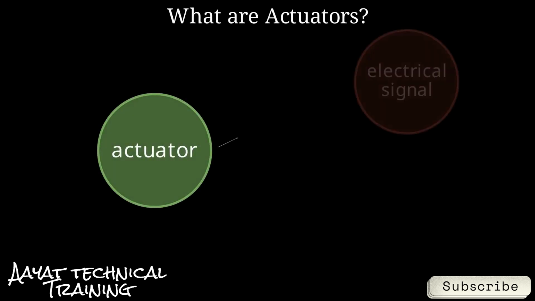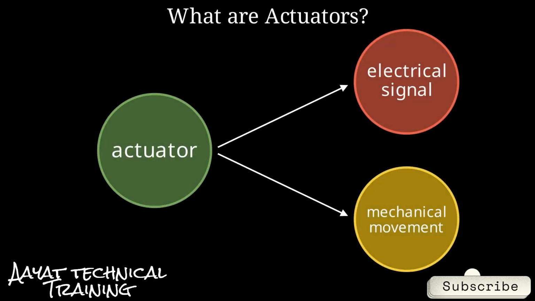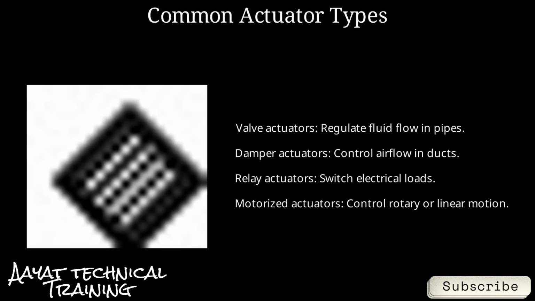An actuator is a device that receives an electrical signal from the controller and converts it into mechanical movement, typically to open, close, or modulate a valve or damper. Actuators in BMS include valve actuators for fluid flow, damper actuators for airflow, relay actuators for switching electrical loads, and motorized actuators for rotary or linear motion. Each type serves specific building automation needs.